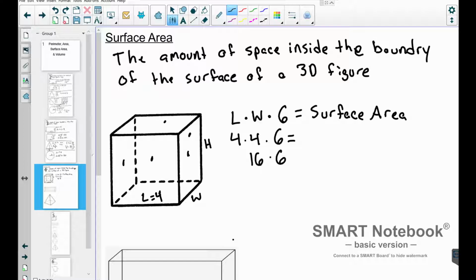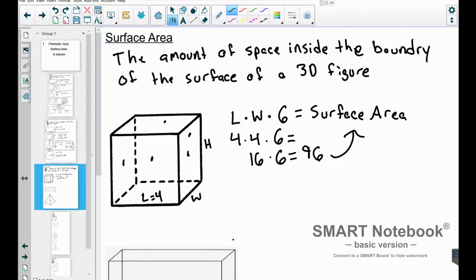a technical difficulty. But we said that 4 times 4 times 6 is the same as our length times width times 6, which we're going to get 16 times 6 when we multiply that out, and that gives us 96 for the surface area of this cube.